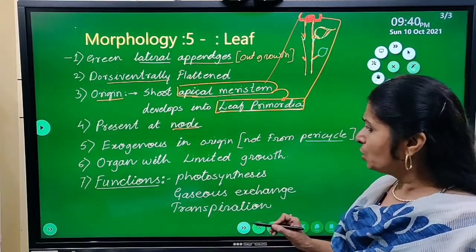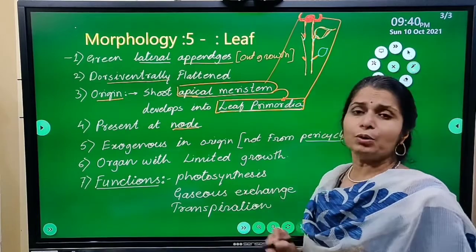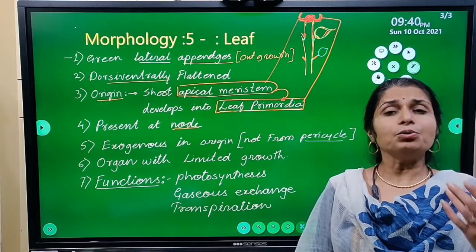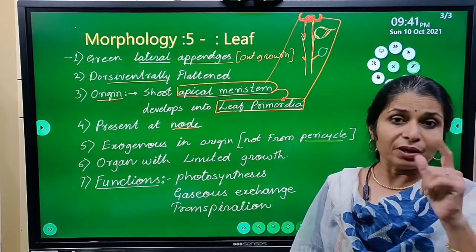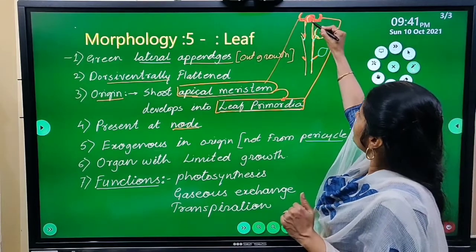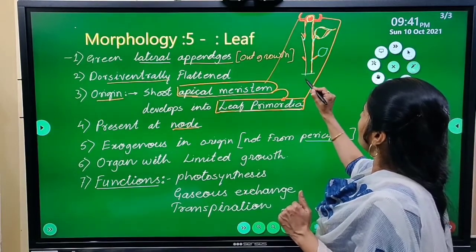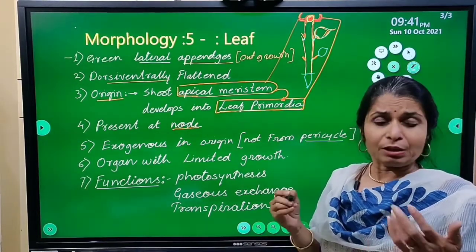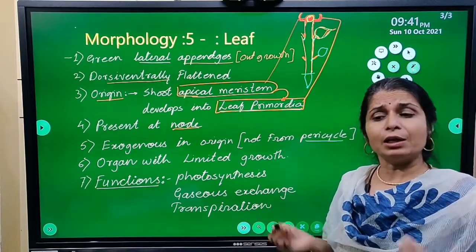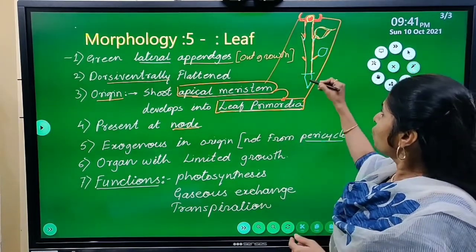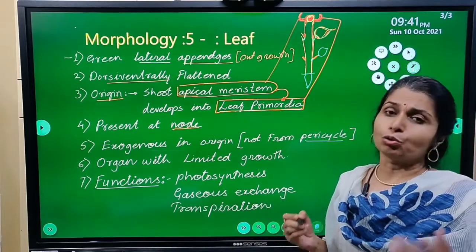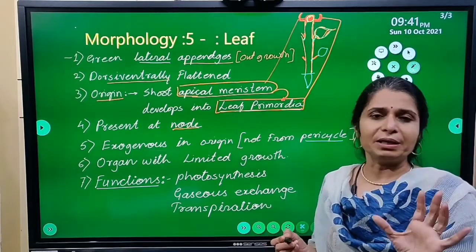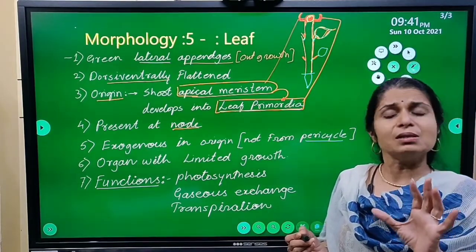Okay, then next is, it is organ with limited growth. See, in living world and other chapter we discussed that plants continue to grow. Throughout the lifetime they grow. But where does the growth occur? Growth occurs at the apices of the stem and apices of the root. Okay, so does it mean that every plant organ is indefinitely growing? No. Stem and root are indefinitely growing, continuously growing throughout the lifespan. But leaf, individual leaf growth is limited.